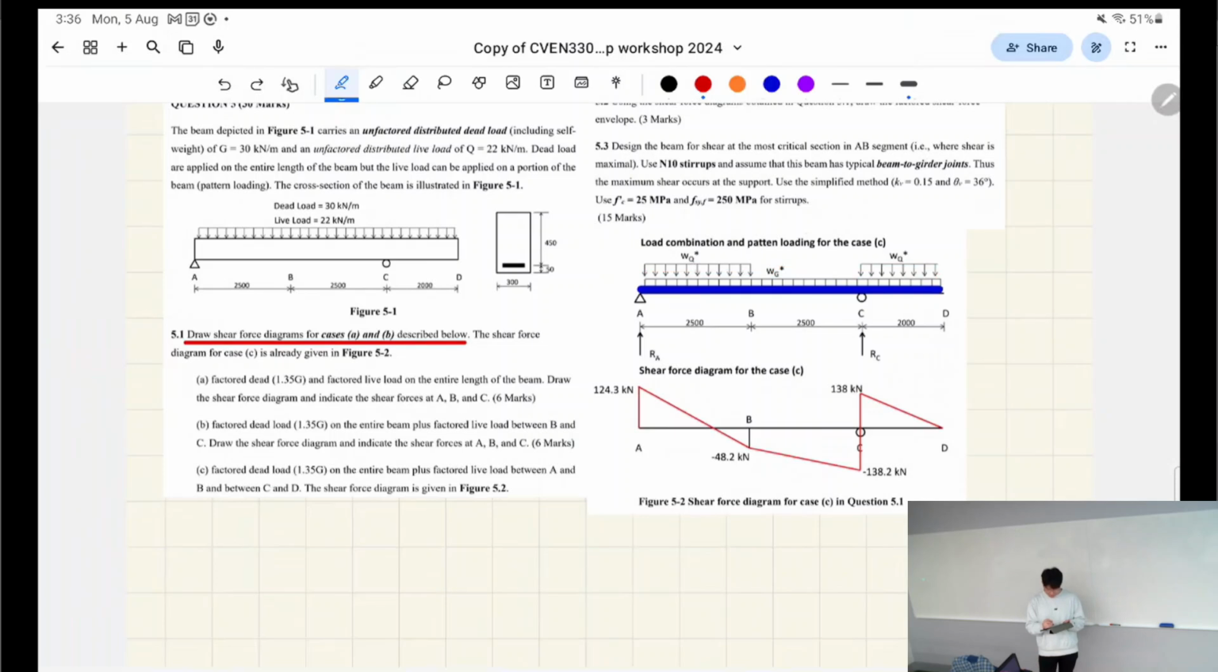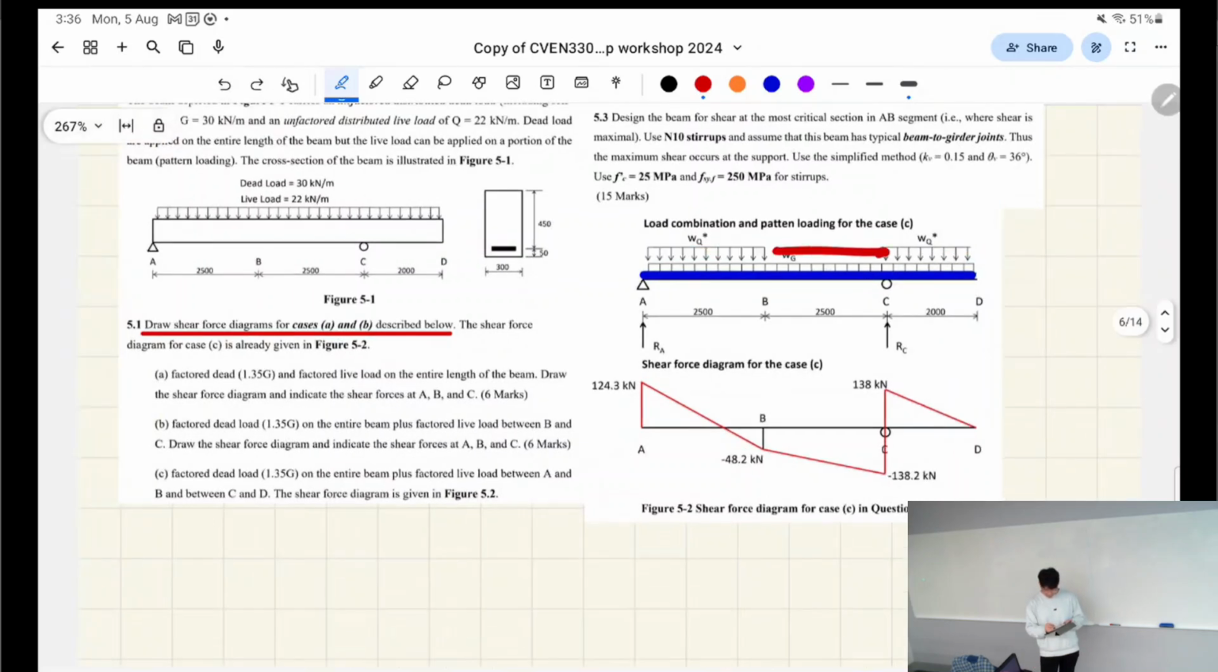What happens when you have live loading only acting on certain parts of the beam, such as between A and B and between C and D, like they've drawn in case C here, is that it actually tends to exaggerate the shear force in the middle of the beam. This will be made more apparent in a second. Here's another case. If the live load's only on this part of the beam, it's going to exaggerate the shear force in certain parts of the beam, basically.